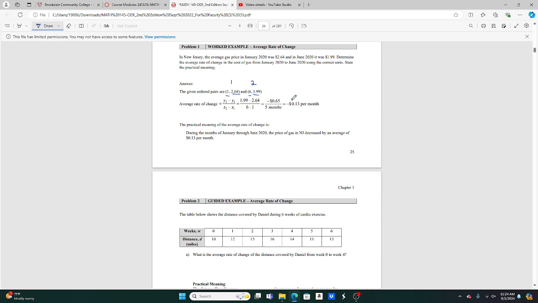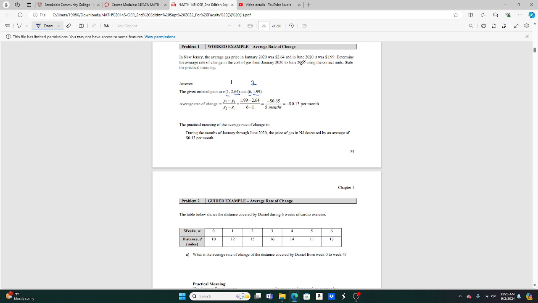Now let's talk about units. When taking a look at these units in the description, in New Jersey, the average price in January of 2020 was $2.64. In June of 2020, it was $1.99. I apologize, I should have spoken that a little more clearly.